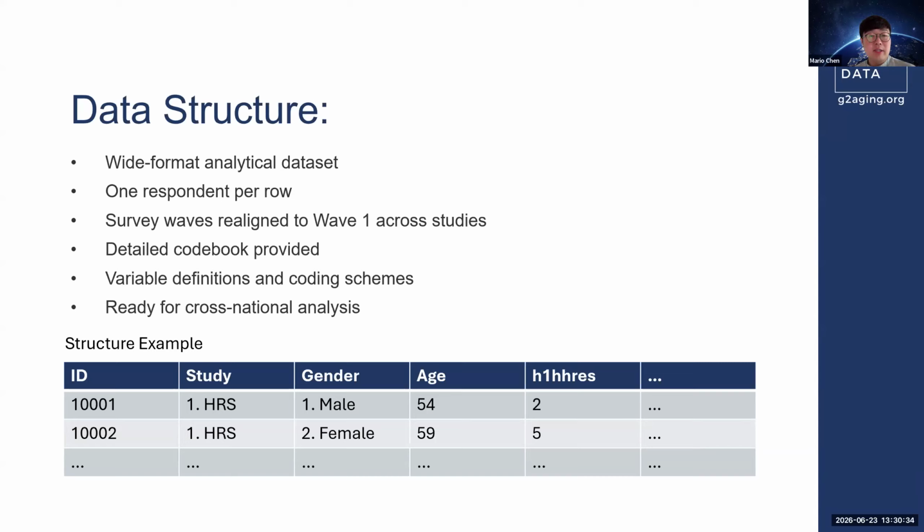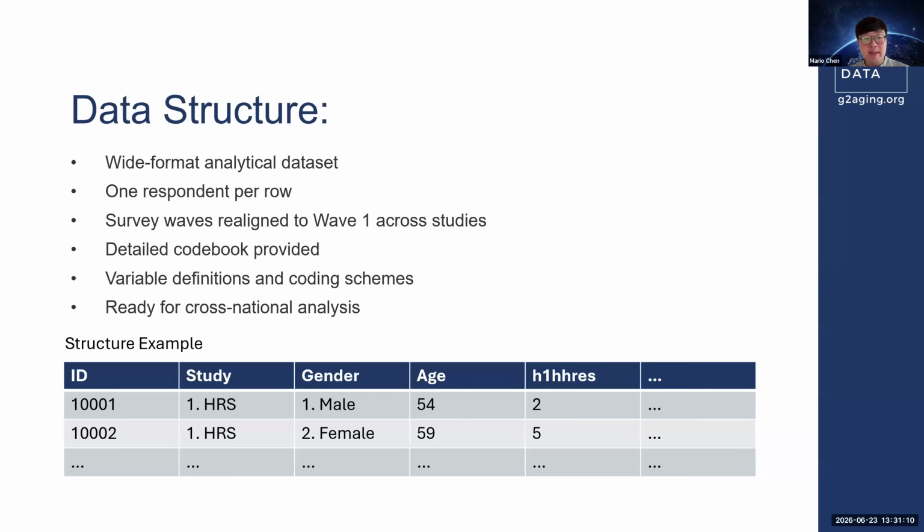As shown in the example at the bottom of the slide, each respondent has a unique identifier and associated demographic, social, health, and environmental variables contained within the same record. To improve consistency across studies, the selected waves from each survey were also realigned to a common wave 1 designation because the original studies began at different times and used different wave numbering systems. This alignment provides a standardized framework for users working across datasets.